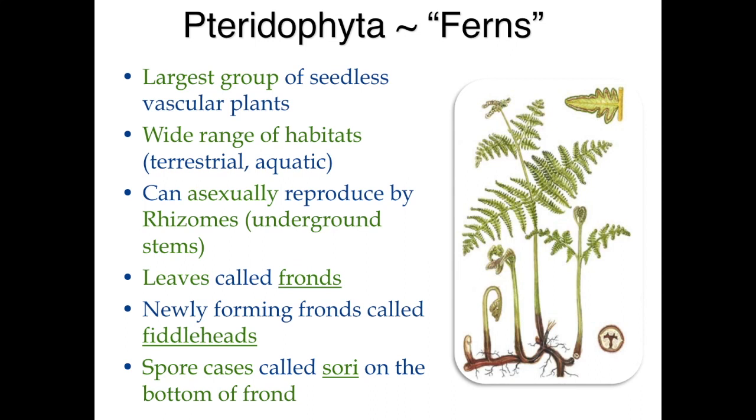Now, the leaves of ferns are called fronds, and these fronds can curl up, and if you have a little newly forming frond, it's going to be called a fiddlehead. And then on the bottom or the underside of the frond, you're going to have these spore cases. And these spore cases are called sori.